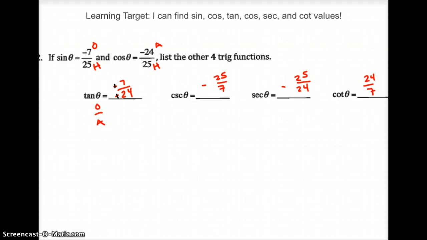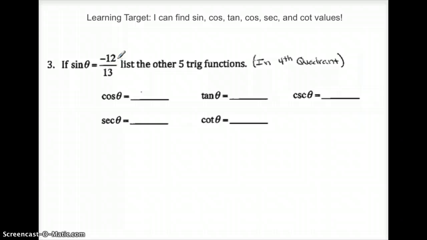I just have one more example to show you. It's a little different. This time it says if the sine of theta is negative 12 over 13, list the other 5 trig functions. And I'm given that this is in the 4th quadrant. Okay, so here's how this is going to work. Because I'm given sine, I know the opposite side is negative 12, and the hypotenuse is 13.